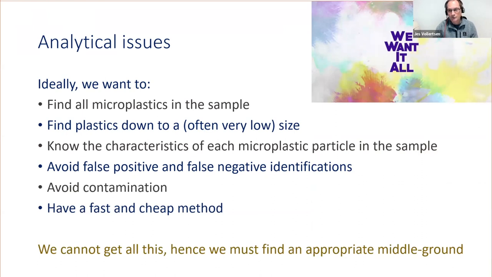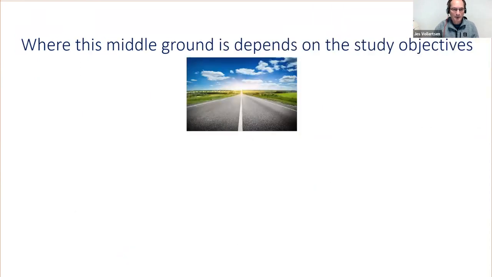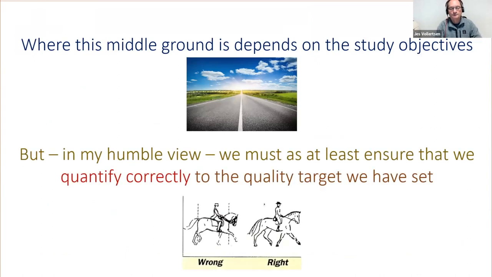Unfortunately, we cannot get it all because many of these things are in conflict with each other. So especially the fast and cheap is in conflict with the rest. So we have to find some appropriate middle ground. What this middle ground is depends, of course, on what you want to do.